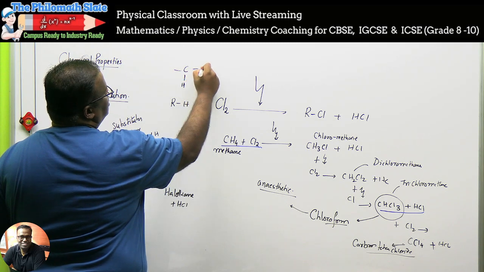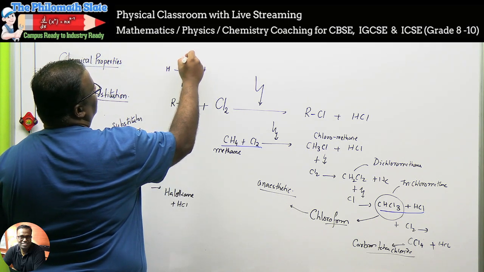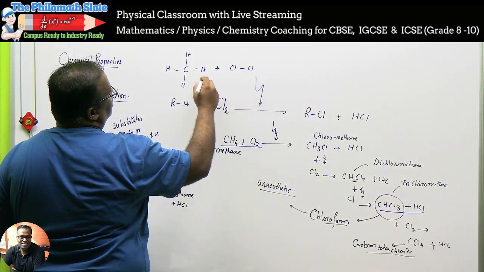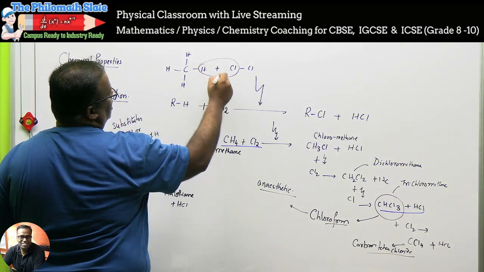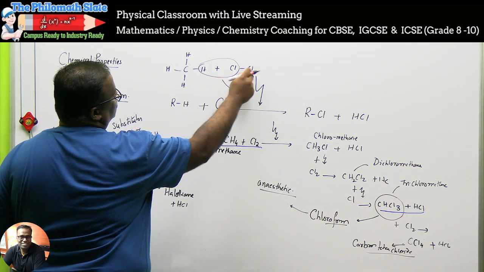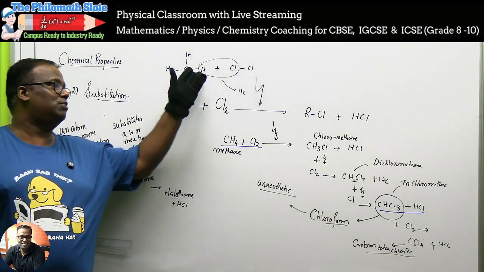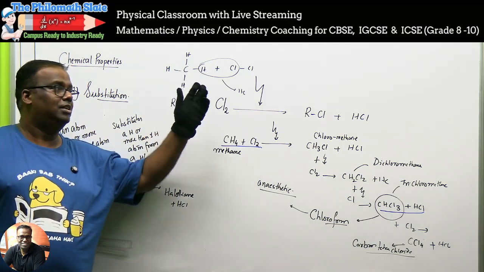See, this is methane, agreed? So methane reacts with chlorine. This goes out as HCl, and this one comes in as Cl. It's not that easy, the way I told you in class 11. You will see formation of something called a carbocation. This will be an anion.